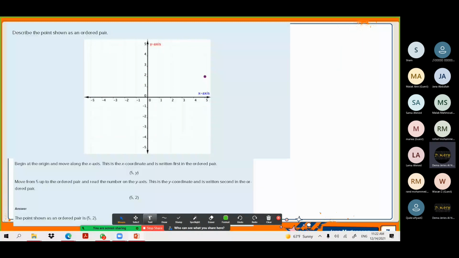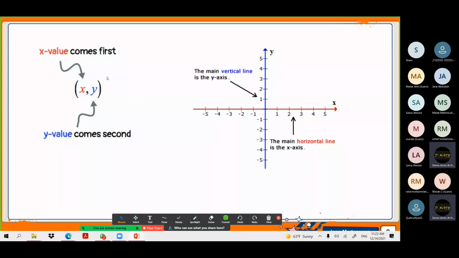Now I will remind you, if you have an ordered pair, it must be in brackets, the x value comes first and the y value comes second. So the first value is for x and the second value for y. That's why I call it ordered; it comes in order. Now the horizontal line, as I told you at the beginning, we call the x-axis, and the vertical line is the y-axis.